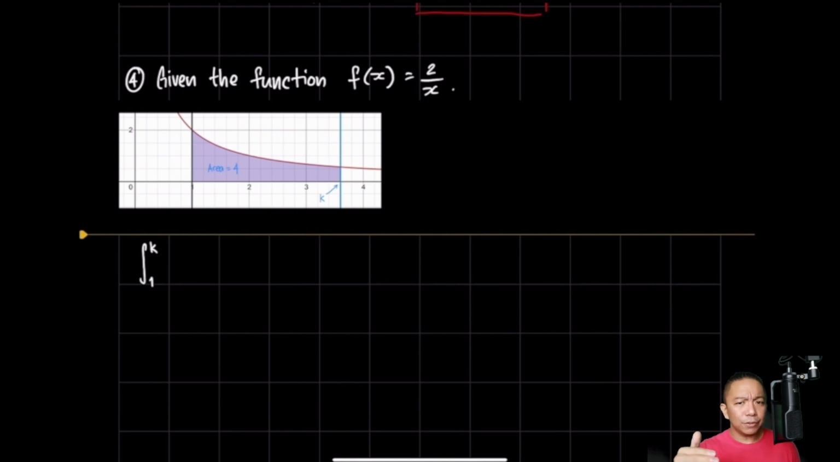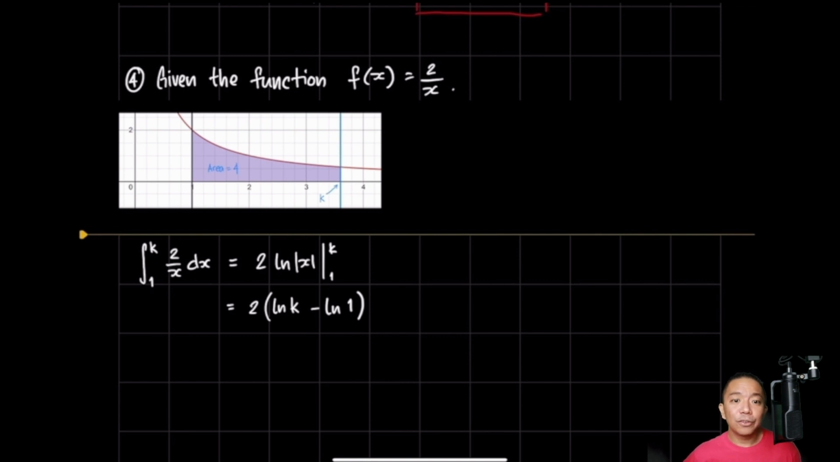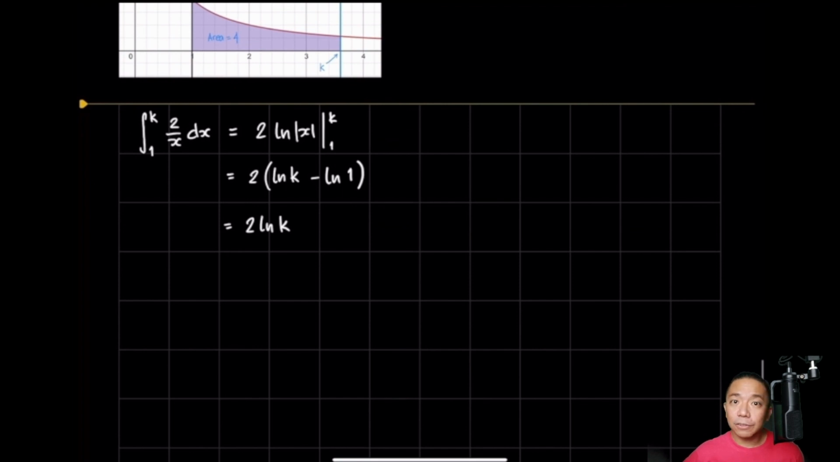So again, we observe that this is above the x-axis, no? So we could just use a direct application of the definite integral and write this as the definite integral from 1 to k of 2/x. And this is equal to 2 times the ln of the absolute value of x, evaluated from 1 to k. So this is equal to 2 times ln of k. Okay lang yon. K is positive. Nakita naman natin sa graph. So we could drop the absolute values minus ln of 1. But what is ln of 1? ln of 1 is 0. So again, we could further write this as 2 times the ln of k.